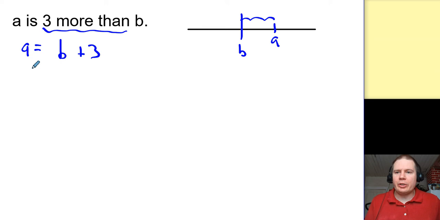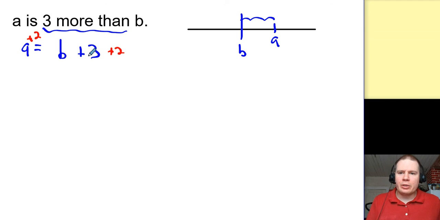So this is an equation here. A is 3 more than b. Now I don't know the value of a unless I know the value of b. But this relationship is fixed. And we learned when we were solving equations that we can perform the same operation to both sides. I could shift both of these over. Let's not use 3 again. That was a bad choice here. Let's add 2 now. Right?